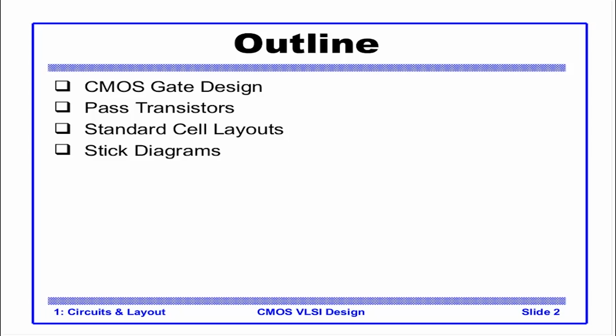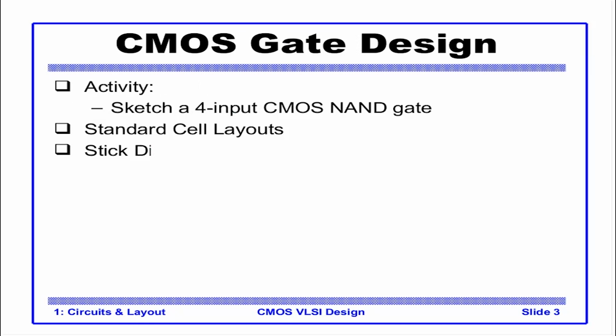There are a couple of slides about stick diagrams. Stick diagrams are very useful when you want to represent a layout on paper. So let's start with the CMOS gate design. I would recommend during this and other Unit 2 lectures to have pen and paper ready so that you are able to quickly draw the circuit on your paper. That will be very helpful in understanding the design.